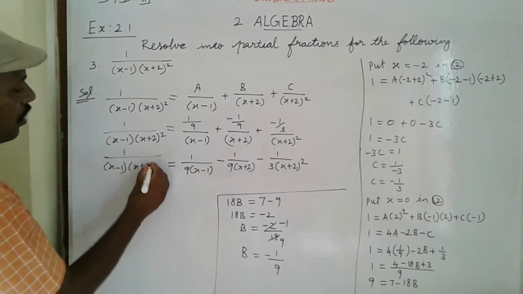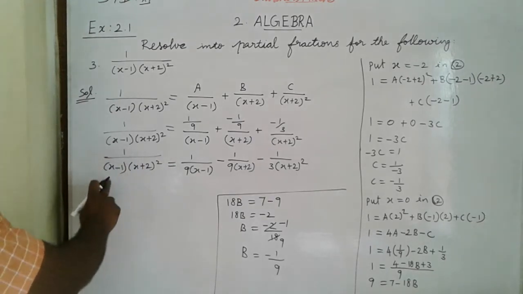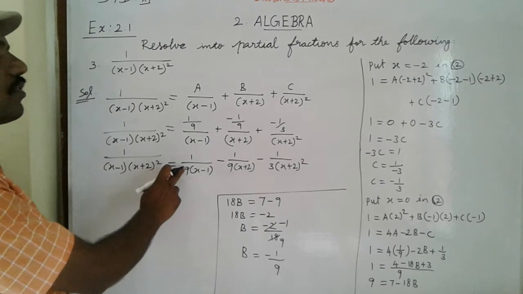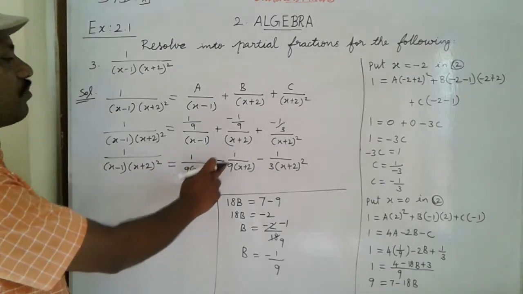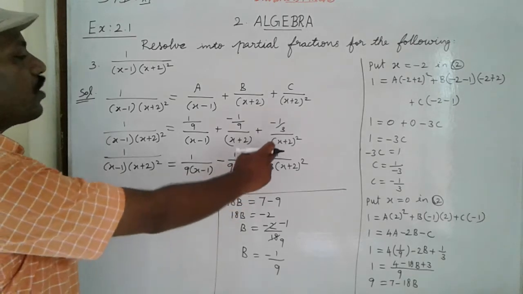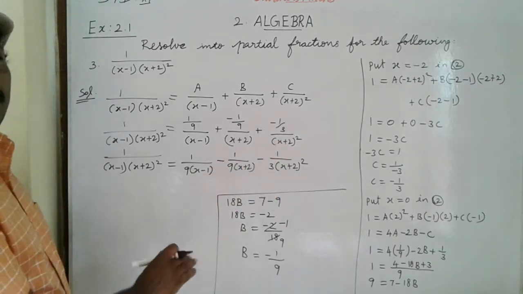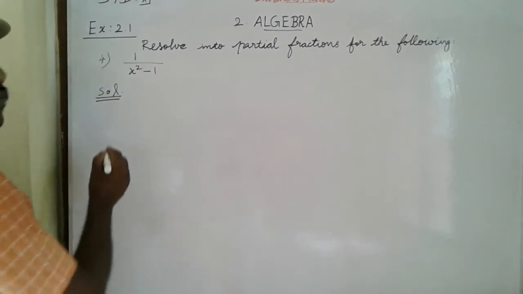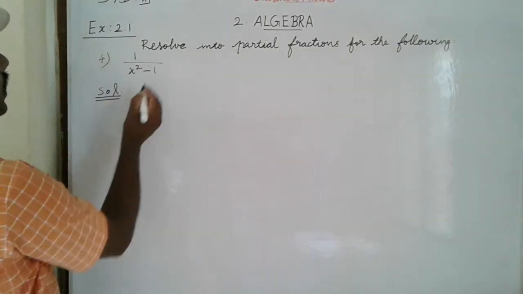(x plus 2) whole square. So 1 divided by (x minus 1)(x plus 2) whole square is equal to 1 divided by 9 into (x minus 1), minus 1 divided by 9 into (x plus 2), minus 1 by 3 into (x plus 2) whole square. That's all. Fourth sum: 1 divided by x square minus 1.